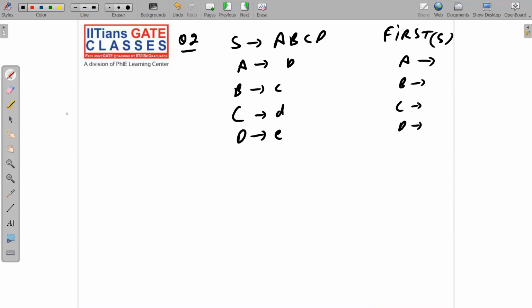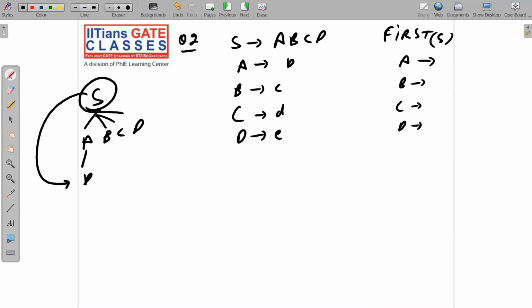First of S will be what? See here, now the problem is there is no terminal here. We have a non-terminal here. No problem. When you are deriving a string from S, S goes to ABCD. Now this A will go to small b. So whatever string you are deriving from S will start with this small b only. So first of S will be b. Similarly, first of A is again very simple, b. This is c, this is d, and this is e. Please note it down and I will jump to the next slide now.